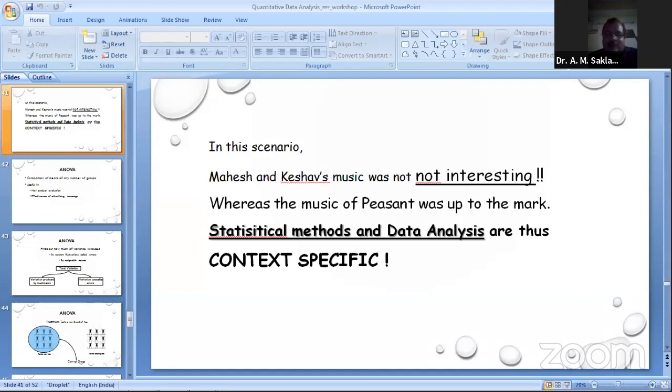I'm thankful to Professor Anurag Saxena for this nicely structured and illustrated presentation. Sir, you have touched upon important elements of quantitative data analysis by giving very rich examples and visuals so as to make the concepts clearer. I'm sure our participants have benefited a lot from this session.